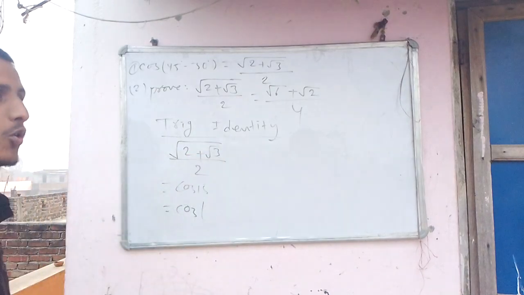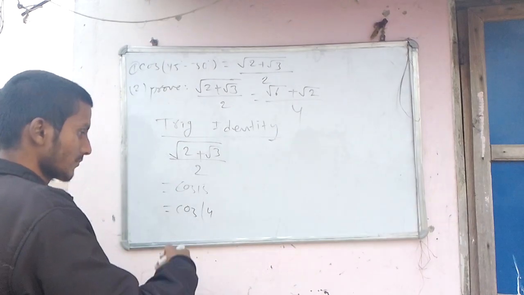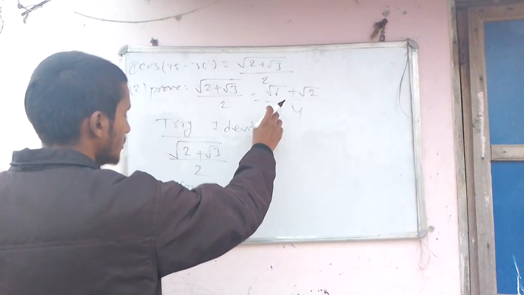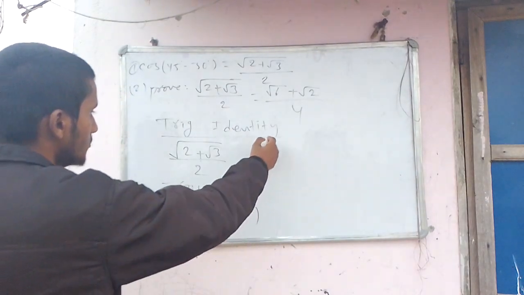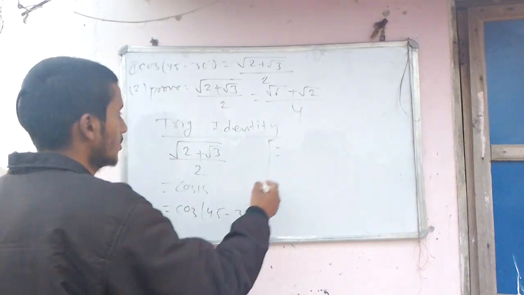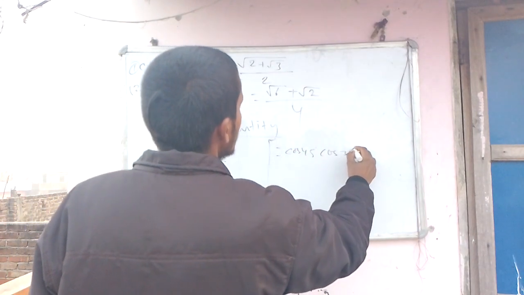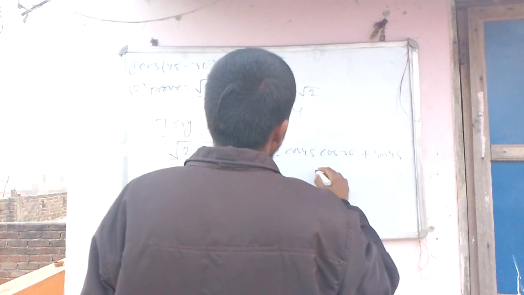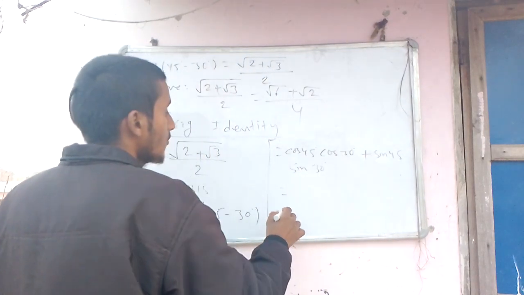And now, as you already might know, if we go with the sum and difference identity, then we will be able to prove this thing. You can write cosine 15 using the difference identity, so it is going to be cosine 45 cosine 30 plus sine 45 sine 30. Solve it further.